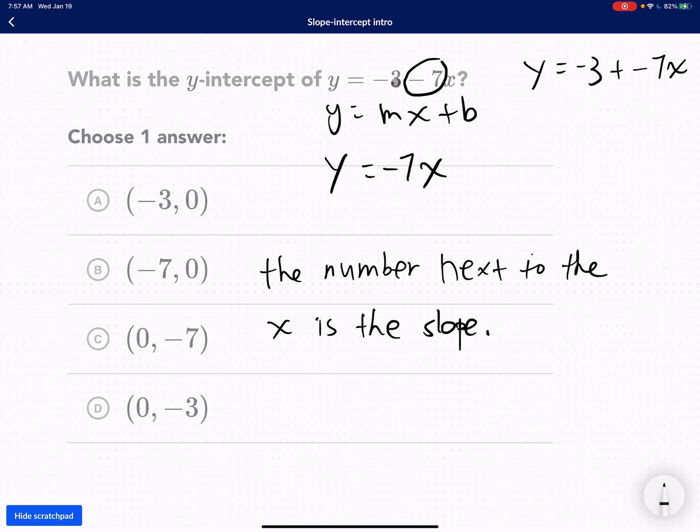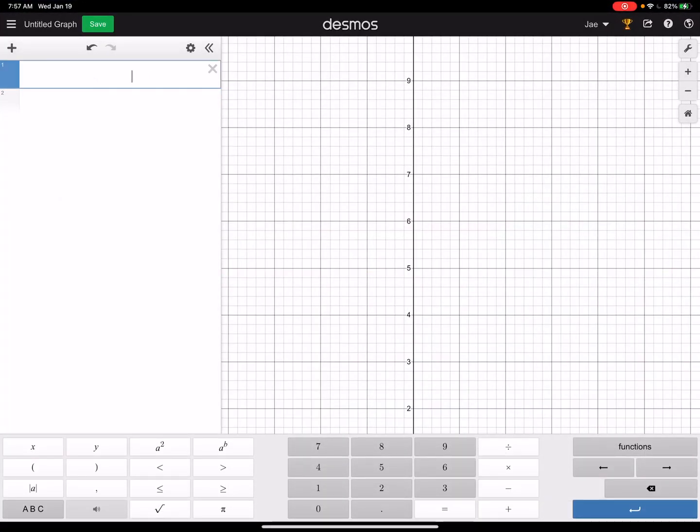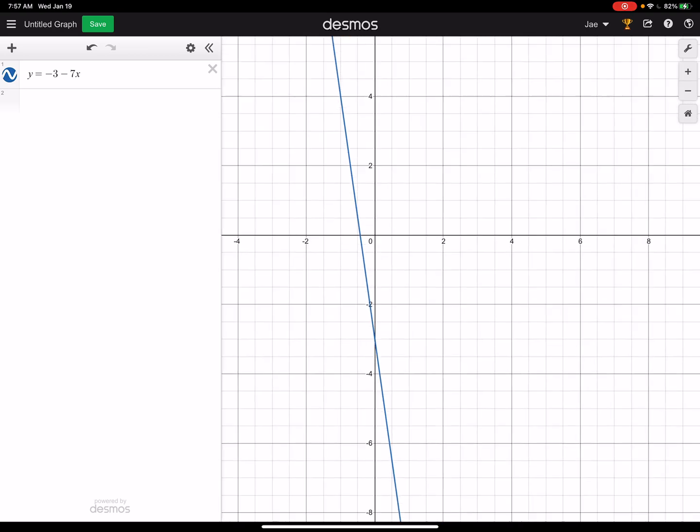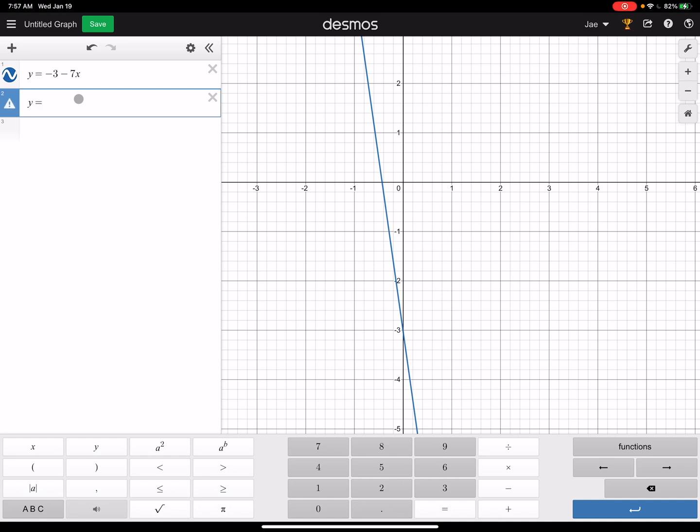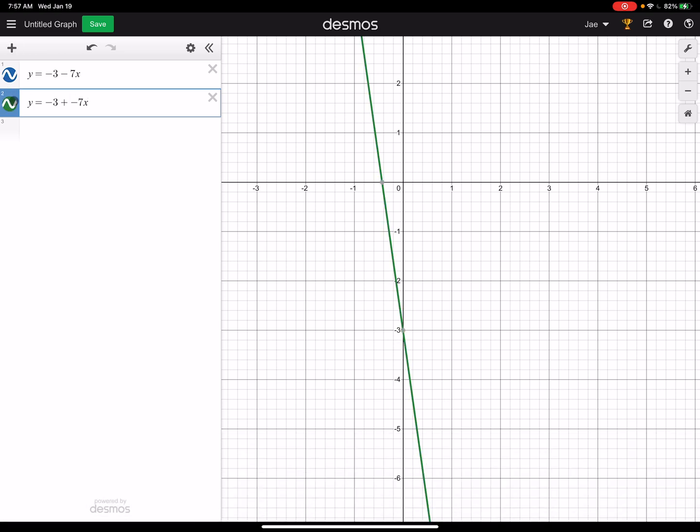And what must this be? This right there is just b, plus -3. So y is equal to -7x plus -3. And let me show you. We're going to do y equals -3 minus 7x. That is my line. Or we could do y equals -3 plus -7x. And you see that it's the same line, the same thing.